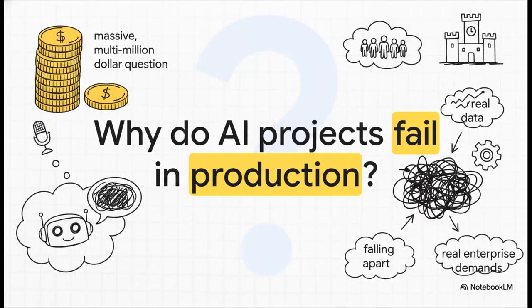So, that brings up a massive, multi-million-dollar question. Why do so many AI projects fail in production? I mean, you see it all the time on social media. Someone builds this brilliant chatbot over a single weekend, it works flawlessly when they test it, and then crickets. Why does it just fall apart the second real users, real data, and real enterprise demands are thrown at it?